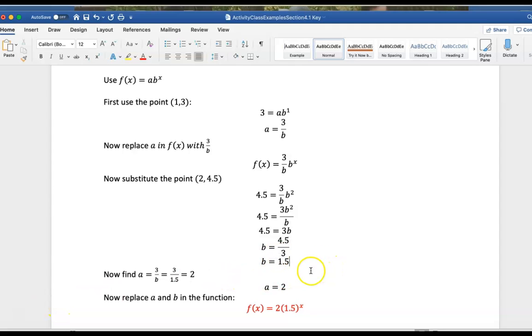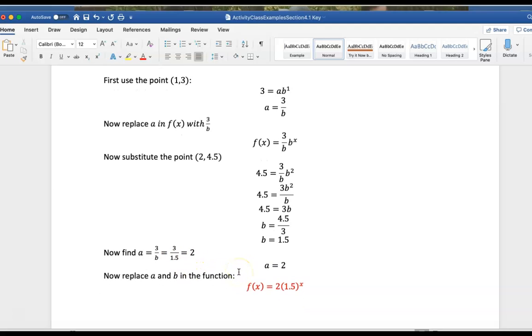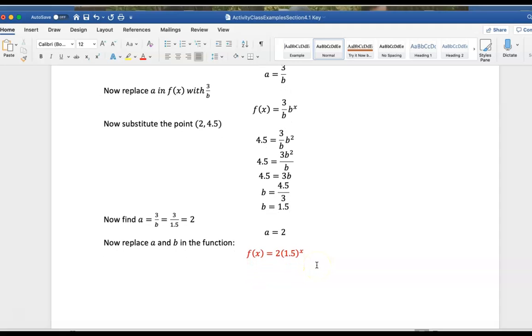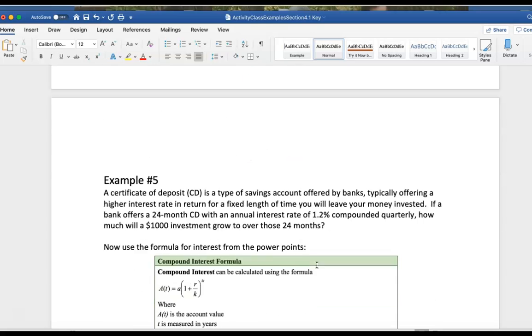Okay, now we want to replace a and b in our function. After you find b, you're going to need to go and plug in and find a. Remember that a was 3 over b, so we plug in the 1.5 for b, and you work that out, and a becomes 2. So now you've got the complete function. You've got a and b: f of x equals 2 times 1.5 raised to the x.